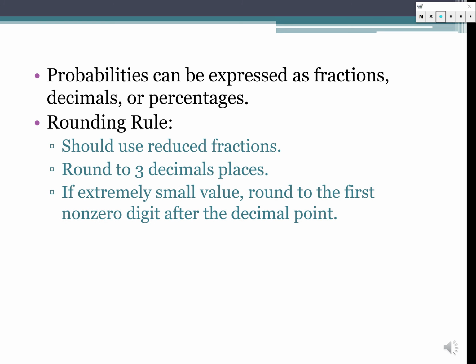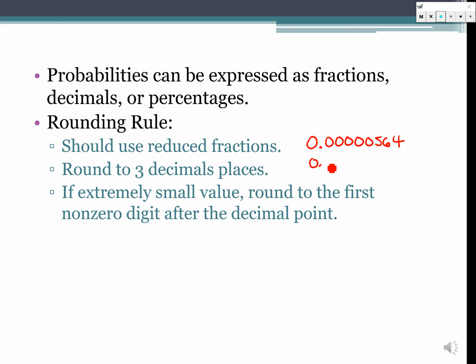If it's a really small value, round to the first non-zero digit. We talked about rounding to 3 decimal places, but what if the first 5 of them happen to be zeros? This would be a very, very small probability. I don't want to just round off and say 0, because if you say the probability of something happening is 0, you're saying there's no chance at all it's going to happen. If I have even a 0.00000506 chance of something happening, there's still a chance that it can happen. Very small, but there's still a chance. So I can't just round to 0.